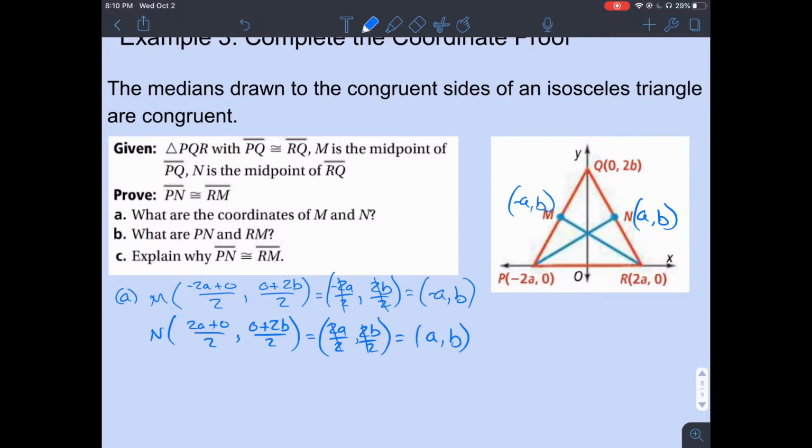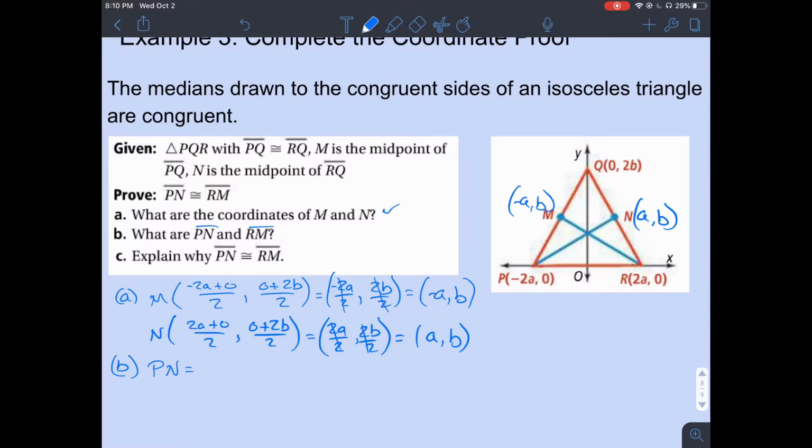So now we've checked off the first part. What are the coordinates of M and N? We found them. Now it says, what is the length of PN and RM? When they give this, guys, this is a segment length. They're asking for a distance, which means you're going to use the distance formula. So for part B, we're going to start by finding the length of PN. Now, what we're trying to prove is that they're the same, so we should come up with the same answer. So let's take a look.